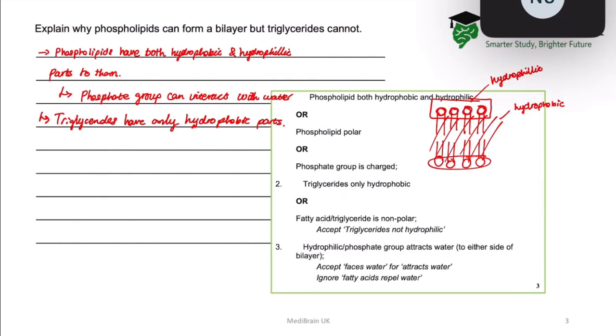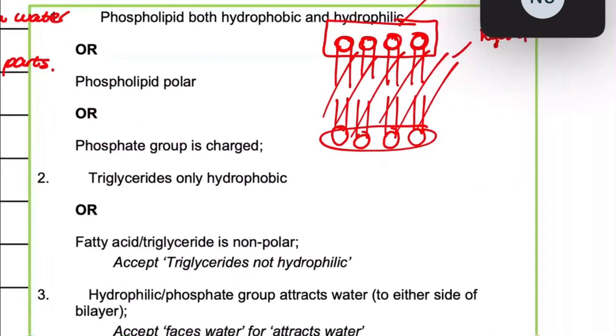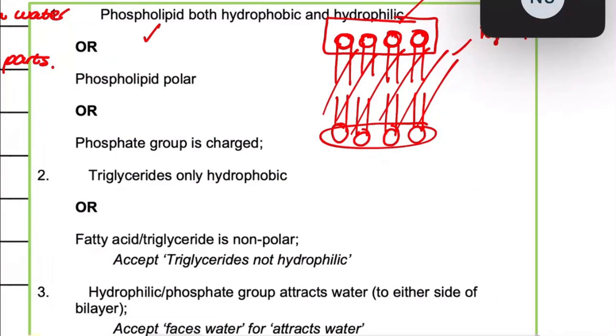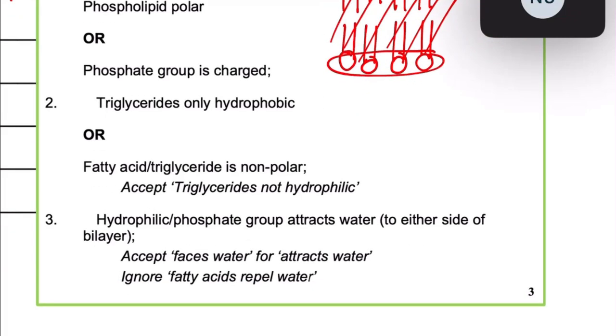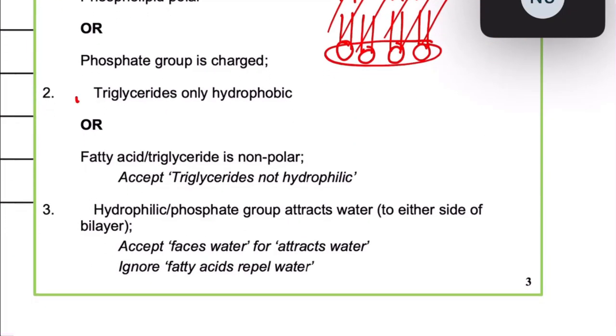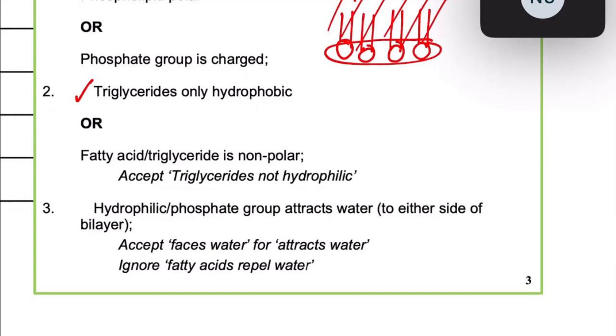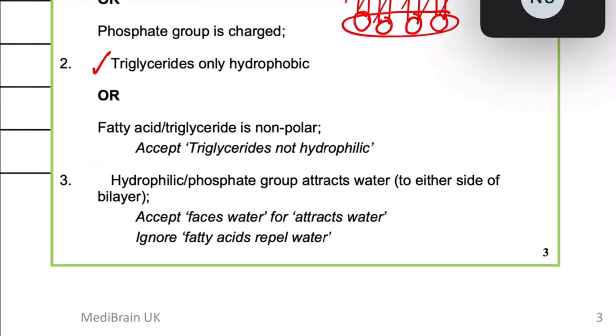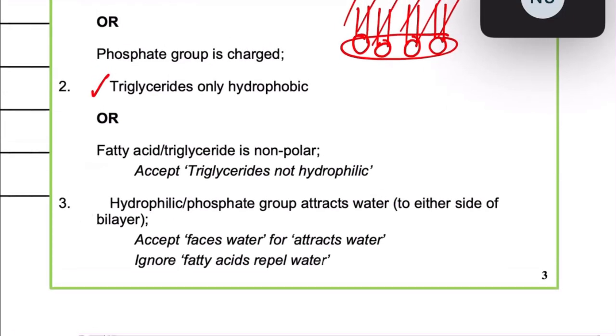Now if I show you the mark scheme, it says phospholipids have both hydrophobic and hydrophilic parts, that would get you 1 mark. You could say that phospholipids are polar because they have a phosphate group attached to them. For your 2 marks, triglycerides are only hydrophobic or non-polar. You accept the converse of that, triglycerides are not hydrophilic. You could also say for your 3rd mark, hydrophilic groups or phosphate groups attract the water, and they are present on either side of the layer.